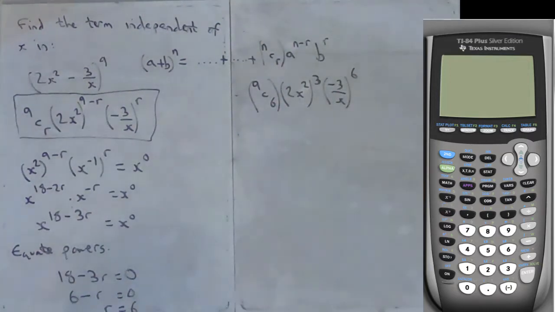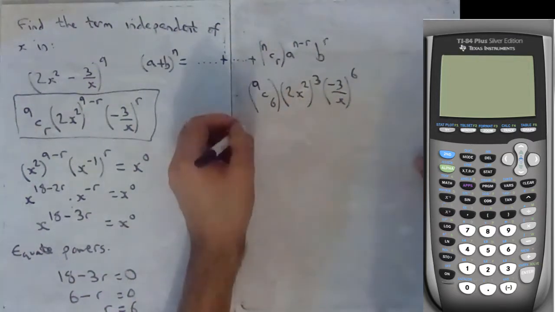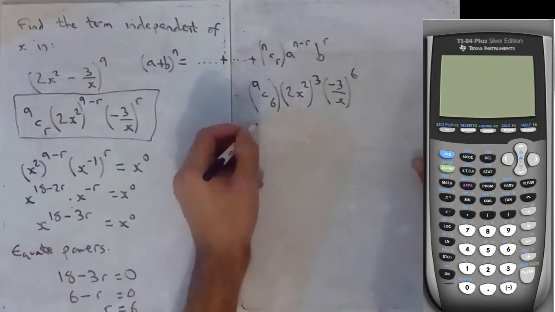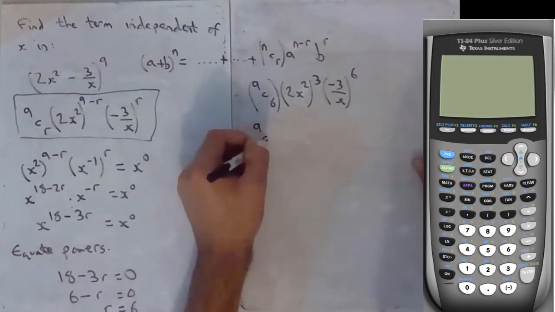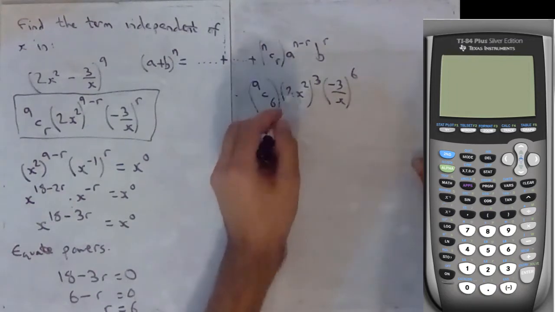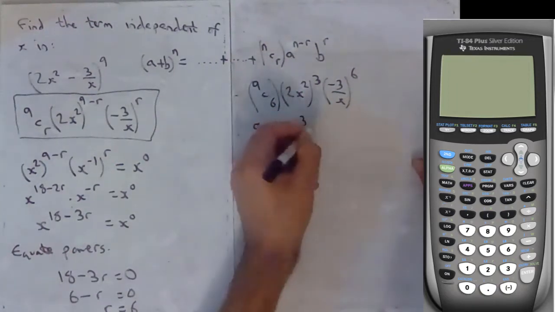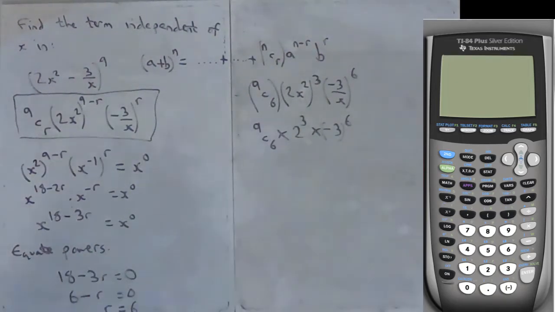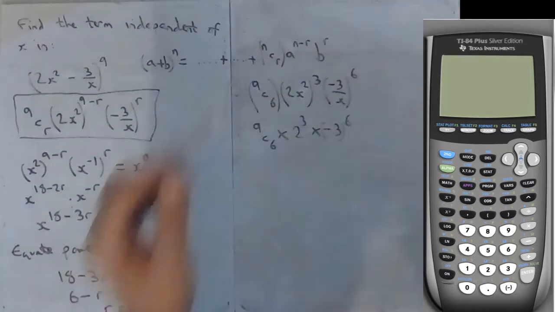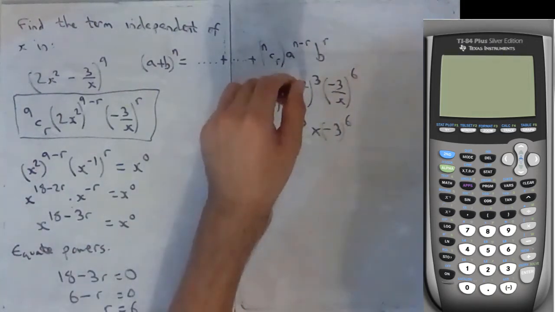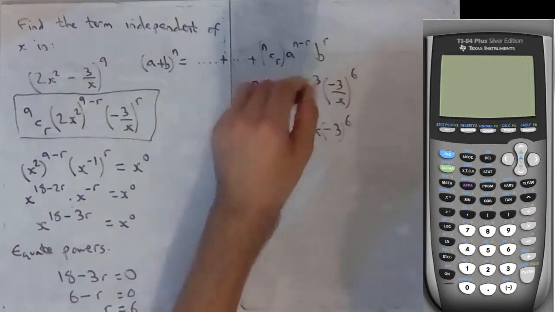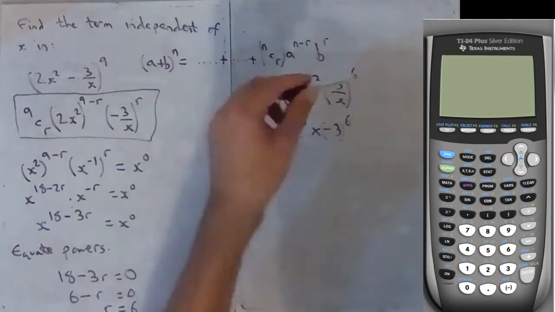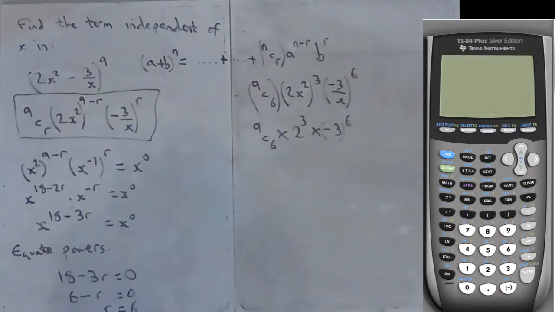So then on our calculator, we need to just work out 9C6 times 2 cubed times minus 3 to the power 6. Just like that. And if you look at it, I just want to check that it is independent, it does work, because this x squared cubed is going to be x to the power 6, and this is going to be 1 over x to the power 6. Well, that's what the power will be. So you can see how when I multiply those together, it would just leave a number.